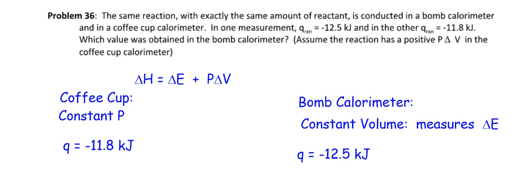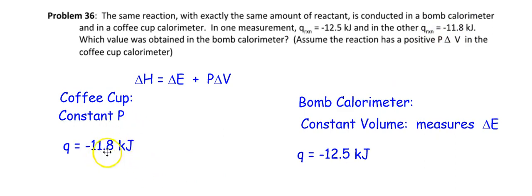Problem number 36 is kind of an interesting one. They say in the same reaction with the exact same amount of stuff, we have a bomb calorimeter and we have a coffee cup. In one measurement, we have Q is negative 12.5 kilojoules. The other one, we have negative 11.8. Which one was obtained in the bomb calorimeter? Now, they had to give you a little bit more information. Assume the reaction has a positive P delta V in the coffee cup calorimeter. So if this is a positive value, then this is your coffee cup calorimeter.